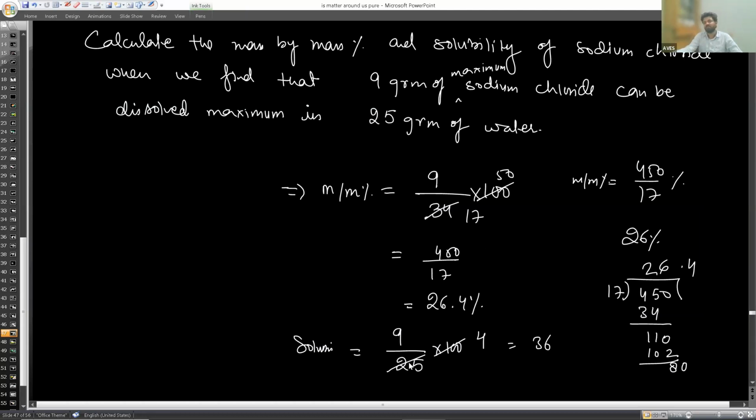Okay, solubility is very simple. 9 upon 25 you have to do, into 100, you will get 36%.